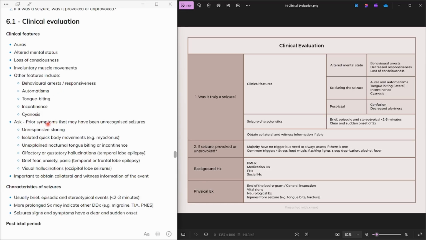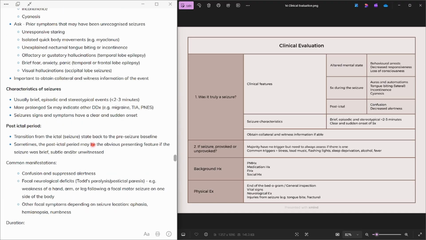We also need to ask them about any prior symptoms that may have been unrecognized seizures, such as any unresponsive staring, any quick isolated body movements that may indicate myoclonus, any unexplained nocturnal tongue biting or incontinence, any olfactory or gustatory hallucinations such as in temporal lobe epilepsy, and any sense of brief fear, anxiety or panic, or any visual hallucinations. So these are the auras that we were talking about.